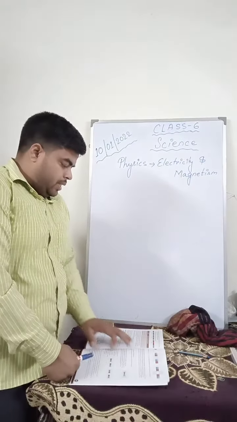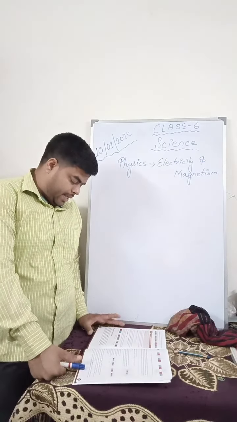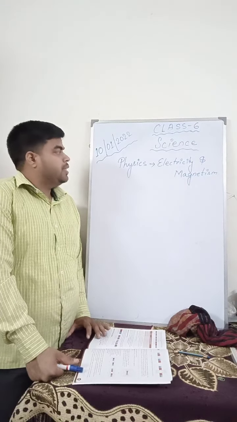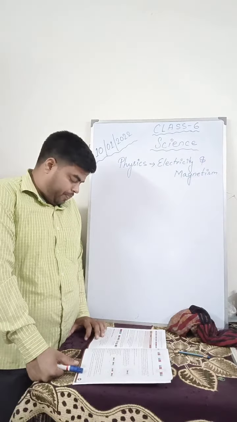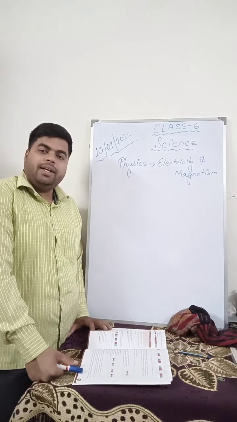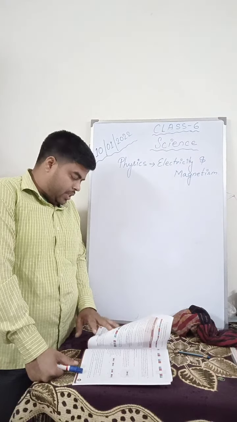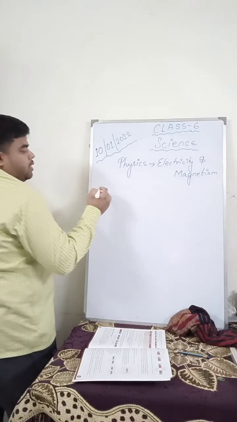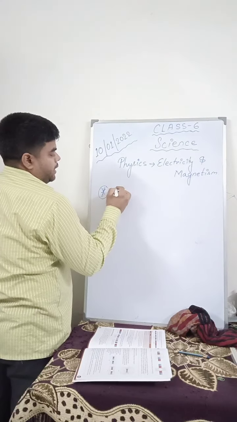Good morning, students. This video is for class 6 science, and today we will continue with physics, that is electricity and magnetism. In the last class, I have already explained all the characteristics, the properties of a magnet. Today we will discuss the magnetic field of a magnet.